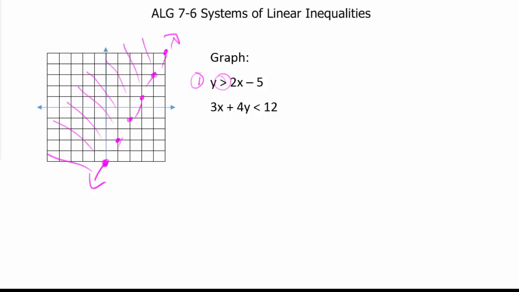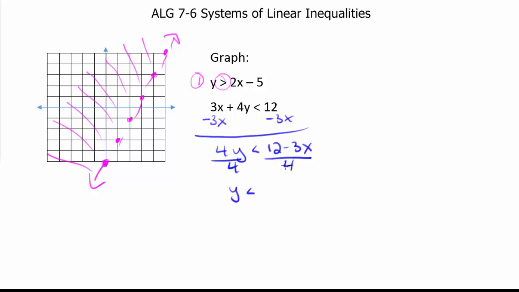Okay? And then this next one, we have to solve a little bit, which I know you guys don't like, but you really need to work on it. Okay, so we have to solve for y, so we're going to subtract 3x. So 4y is less than 12 minus 3x. Divide everything by 4. So y is less than, put a 4 and a 4, this would become 3 minus 3/4 x, okay? I'll probably rewrite it so that my slope is first, but you don't have to.